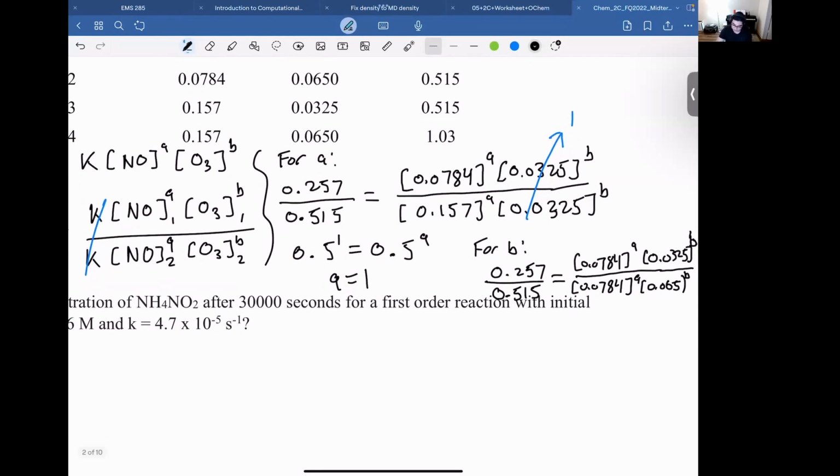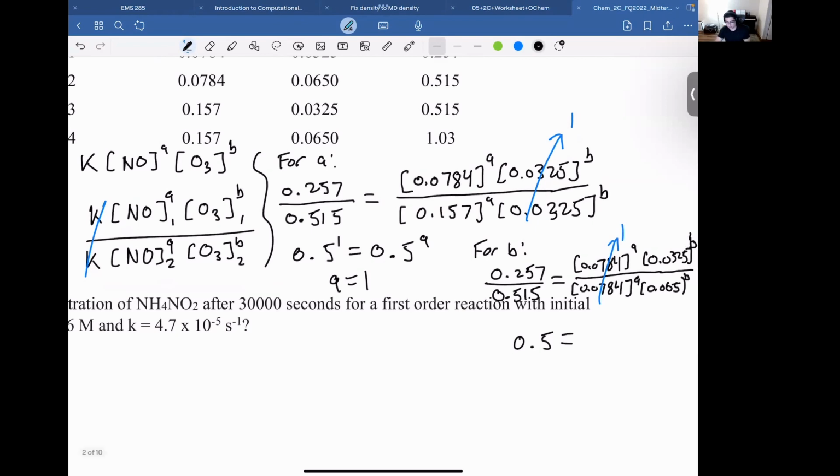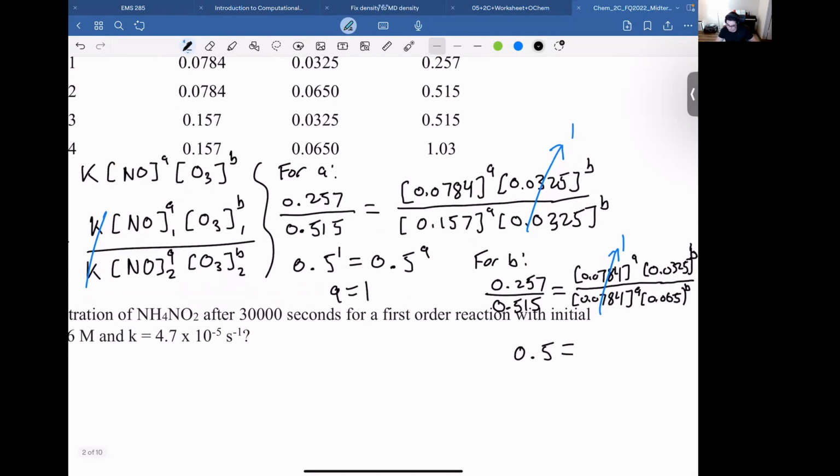You go ahead, you cancel this out. This turns into 1. On the left, this is equal to 0.5. On the right, it should be 0.5 to the B power. And then you get B is equal to 1.